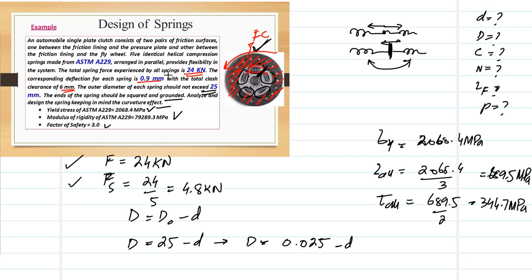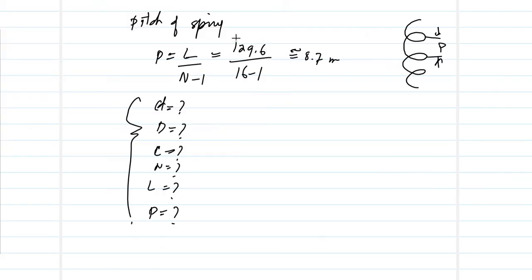So if I use the stress formula, and again I am repeating, the stress formula we know is 8FD over pi d cube. And because in the problem it is written that you have to use the curvature effect, it becomes 8FD over pi d cube times (4c minus 1 over 4c minus 4 plus 0.615 divided by c).